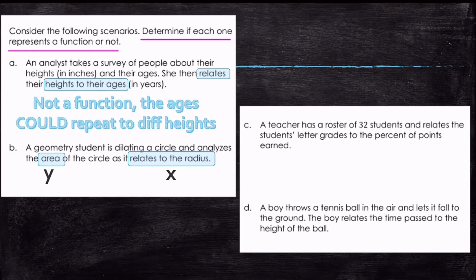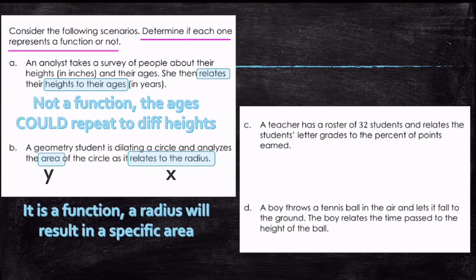But think about this. Would your radius repeat? No. If you have a radius of 15, it's going to have a set area. You're not going to have a different circle with a radius of 15 and a different area. So this one is a function because each radius will result in a specific area. So let's go look at C.